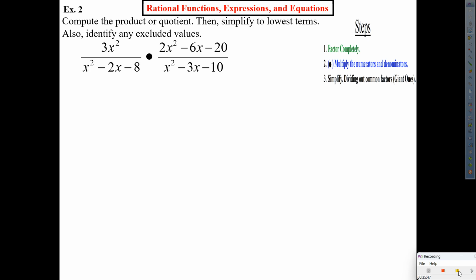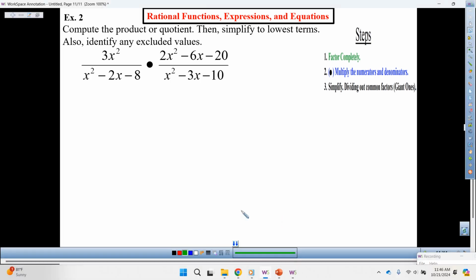Go. All right, who went last? Caitlin, pass someone so they can help me get started with this as they are doing their work themselves. Ashlyn, all right, Ashlyn. Factor completely. How do we write the first numerator in factored form? 3 times x times x. Very good. Next, how do we factor this?